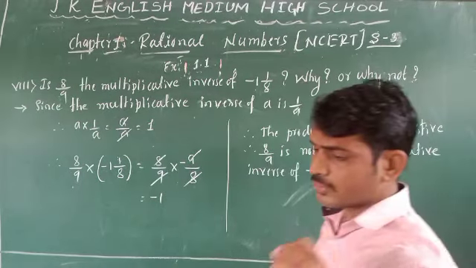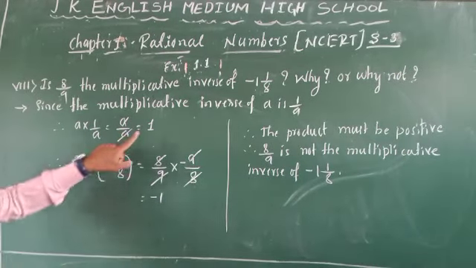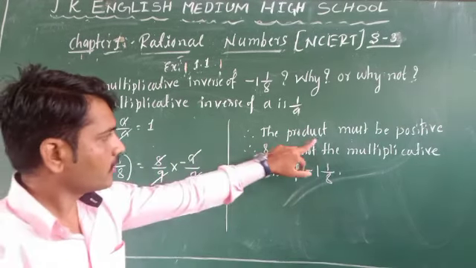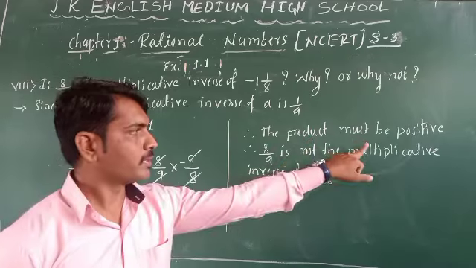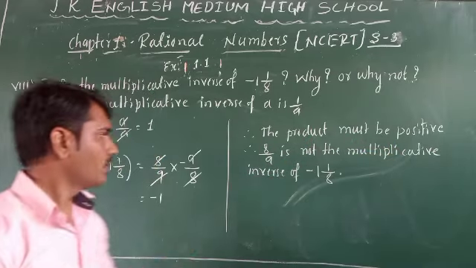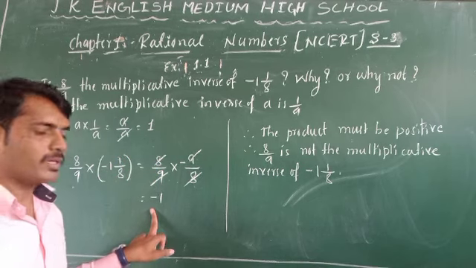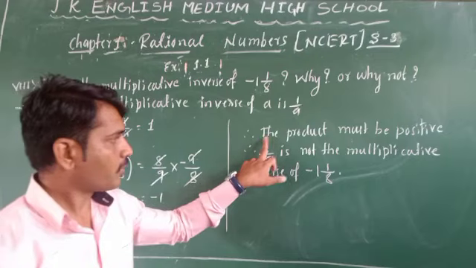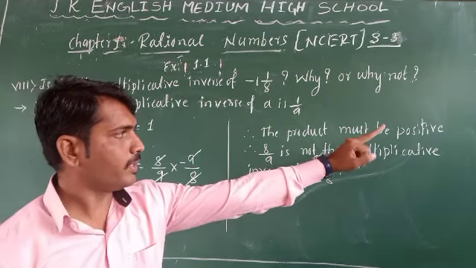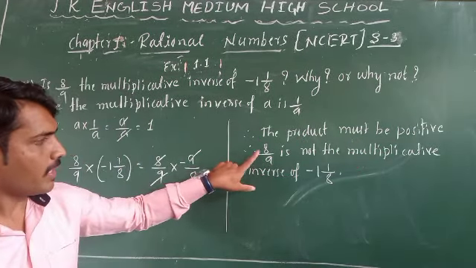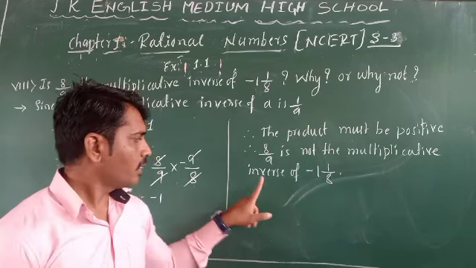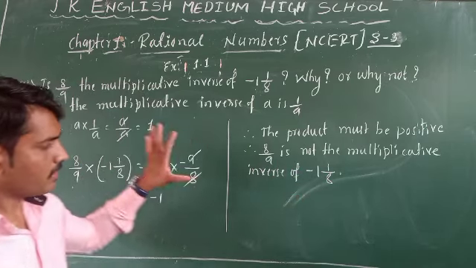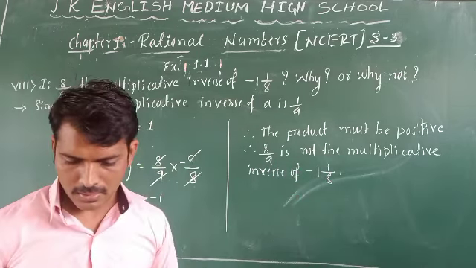Therefore, we should get plus 1, but our answer is minus 1. That is why the product must be positive. Understanding? Because here we got 1, here also we should get 1, but here we got minus 1. That's why the product must be positive. 8 by 9 is not the multiplicative inverse of minus 1 integer 1 upon 8. So this is your required answer. Okay.